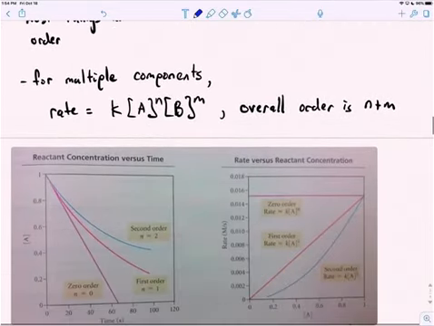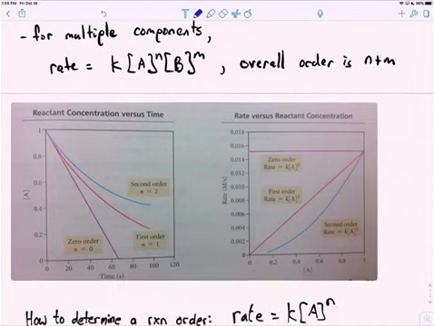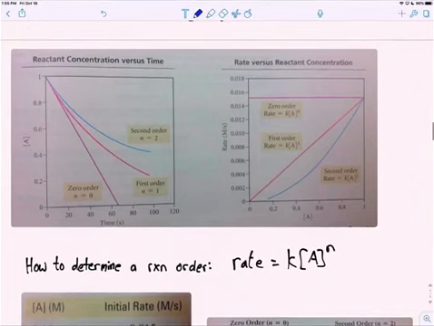Now for multiple components, your rate is equal to the rate constant, concentration of some reactant to some power, concentration of the other reactant to some power, so in this case A to the N, B to the M. The overall reaction order is the sum of the two exponents. If there's three things, then it's the sum of three exponents, but typically you don't have three things colliding at the same time. It's usually only 2-point collisions that happen.